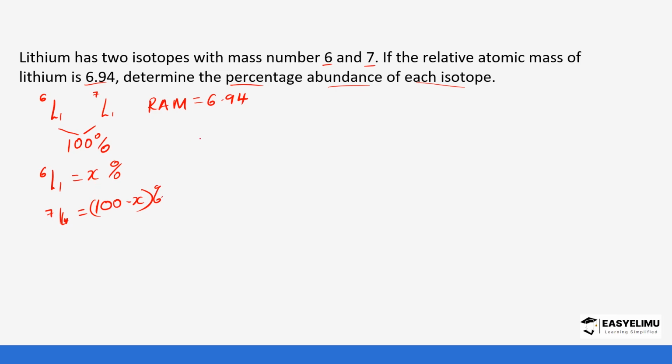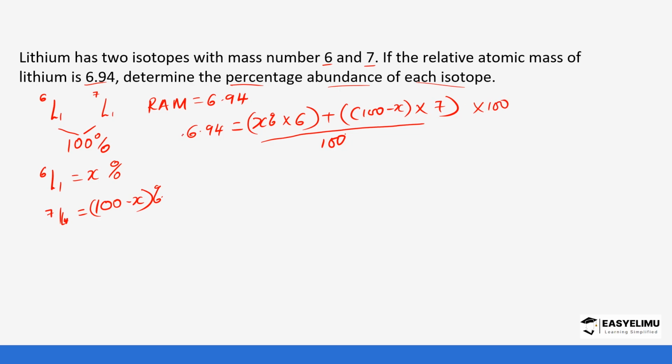The relative atomic mass is 6.94, which equals the percentage abundance of lithium 6, which is X%, times the mass, which is 6, plus the percentage abundance of lithium 7, which is 100 minus X, times the mass, which is 7. Everything is divided by 100. If we multiply both sides by 100 to remove the denominator, 6.94 multiplied by 100 gives us 694.